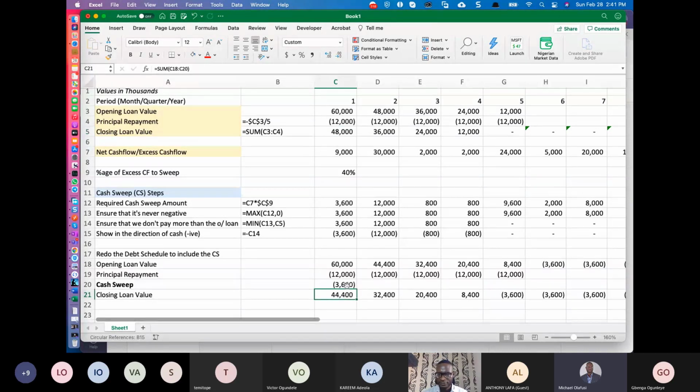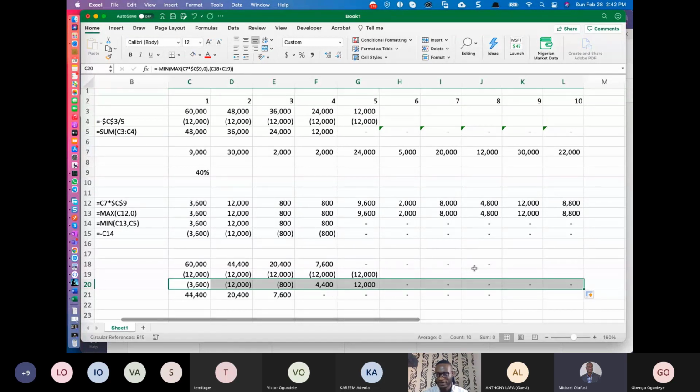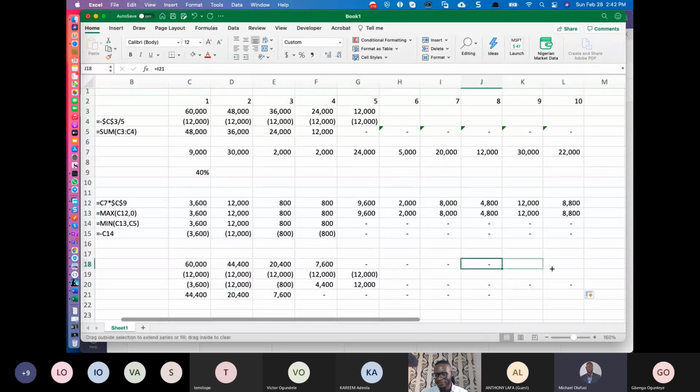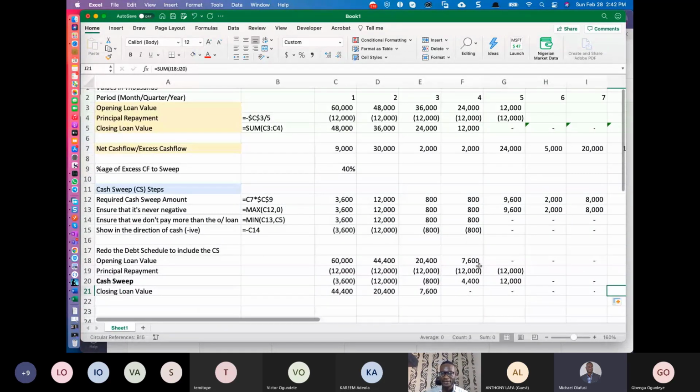Now I can drag this all the way to wherever it's supposed to get to. And like magic, it looks done. So that's why I tell us that cash sweep is not really that difficult. It's because many times when people are explaining it, they are explaining it in an already complex environment.